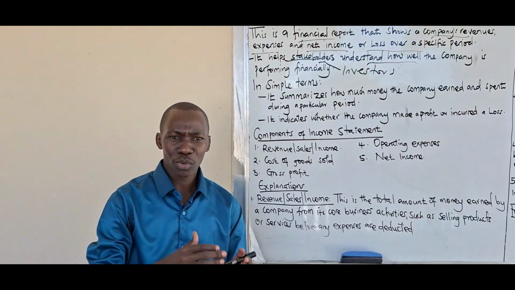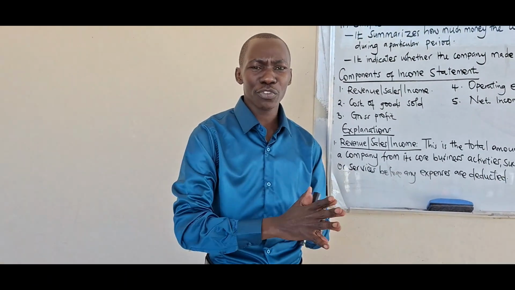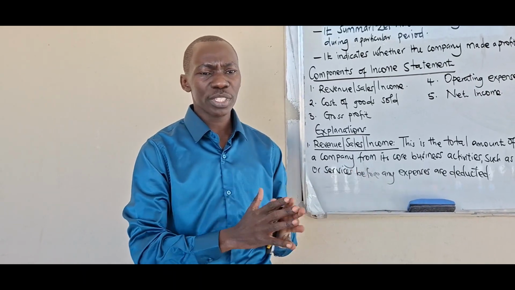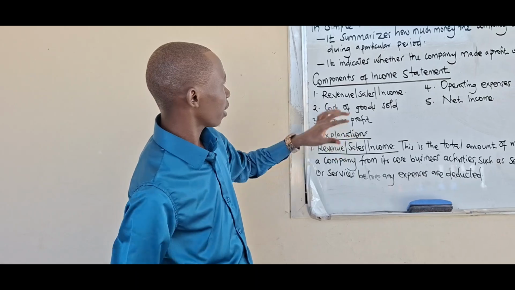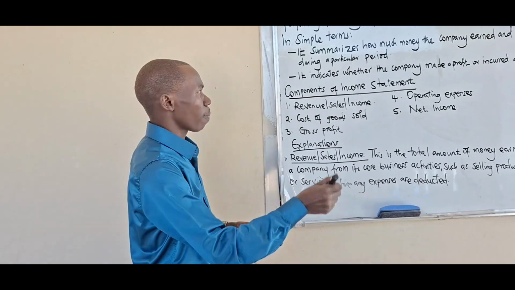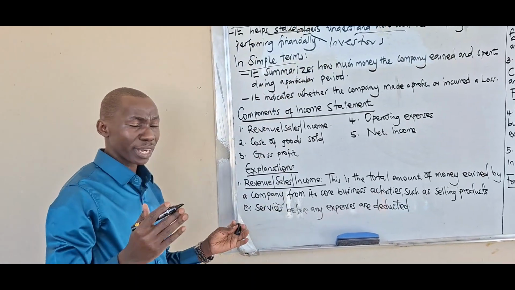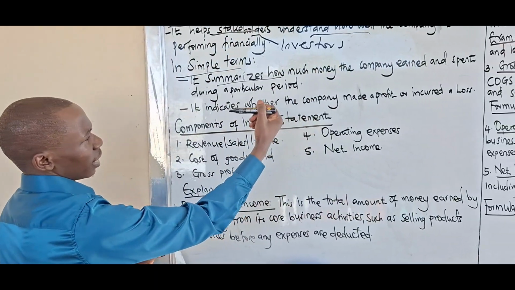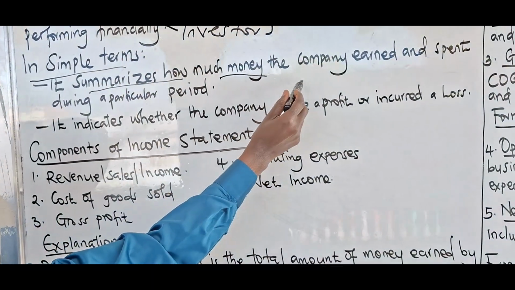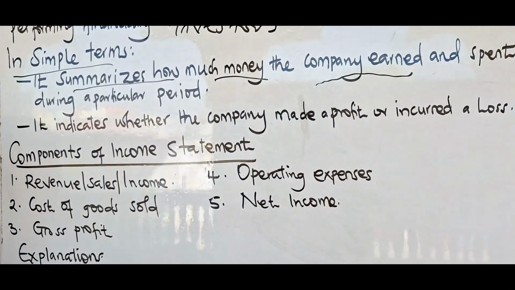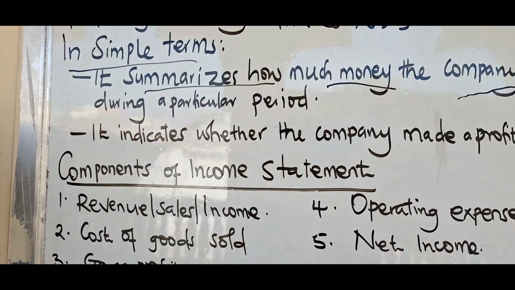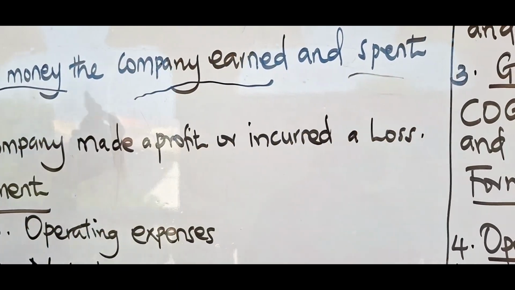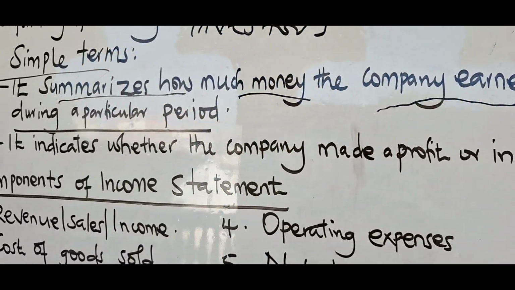Once you show the investor that you have made a profit or you have incurred a loss, they can understand how the company has performed in the previous year. In simple terms, when someone talks about the income statement, just know it's a statement or report that shows how much money the company earned. How much money have you earned in the previous year? We always prepare for the previous year. Or how much money you have spent during a particular period.